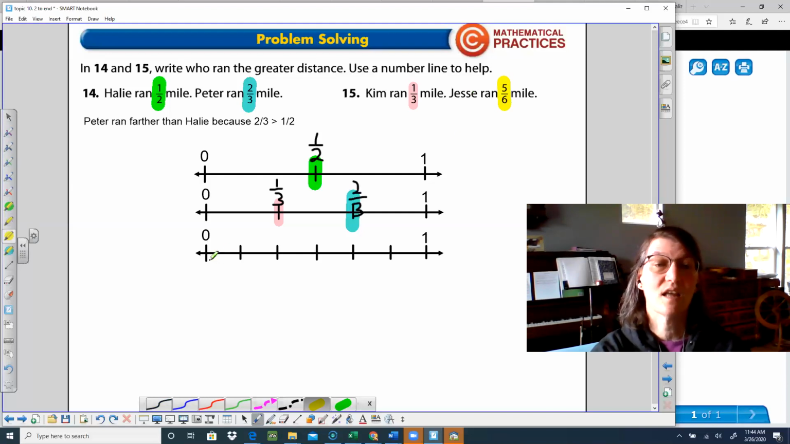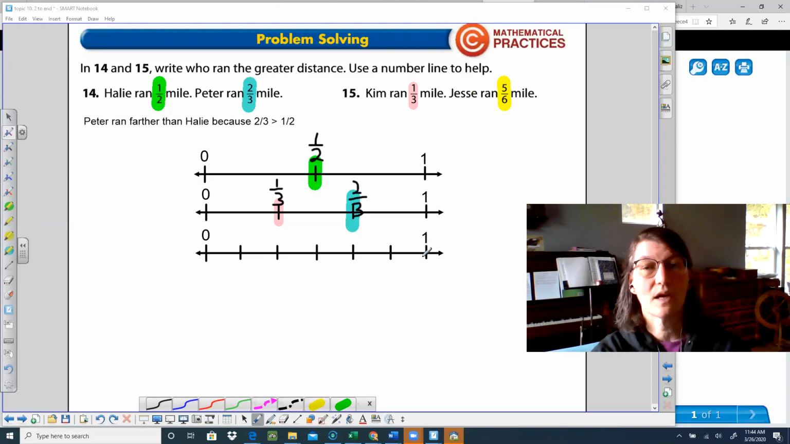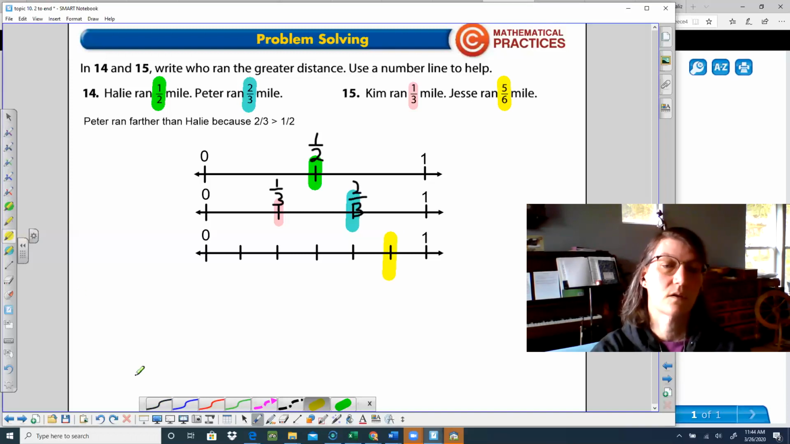5/6. So I cut this into sixths. Let's just count them real quick. 1, 2, 3, 4, 5, 6. Yep, I cut that into 6. Jessie ran 5/6. So let's look again and find the 5 mark. 1, 2, 3, 4, 5. So this must be 5/6. Okay, I'm going to write 5/6 on there.